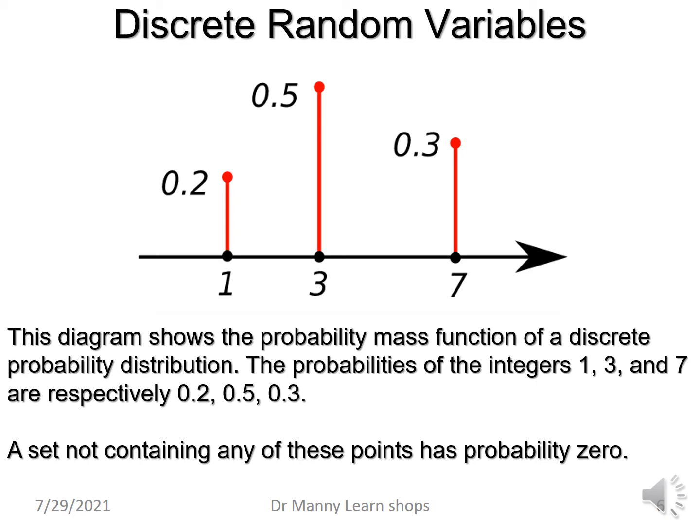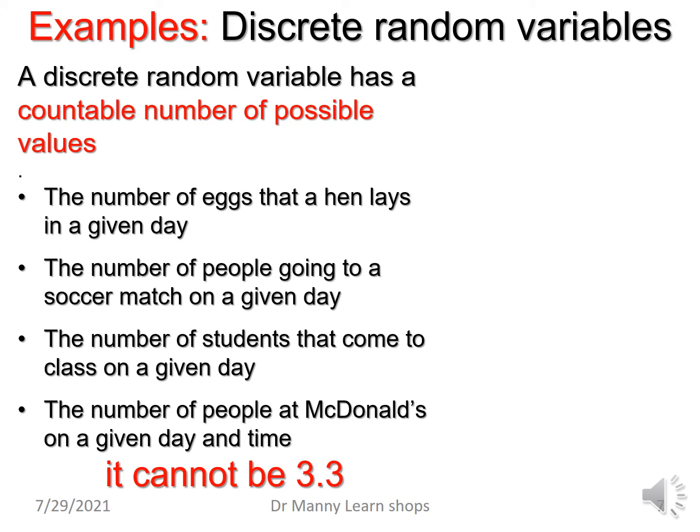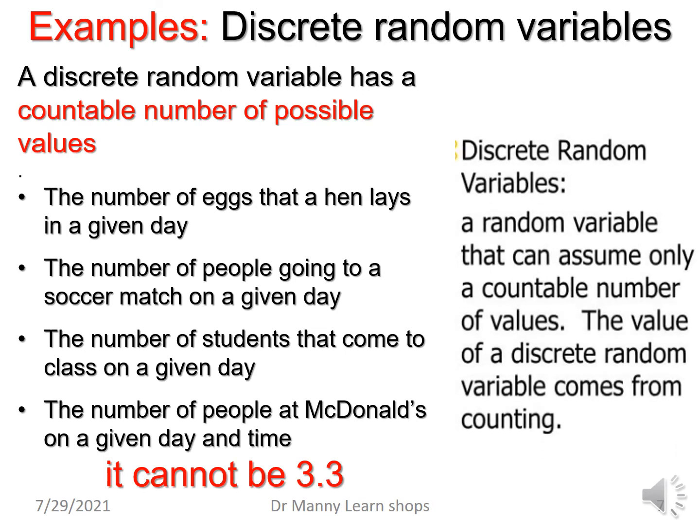Discrete random variables. Examples of discrete random variables are as follows. A discrete random variable has a countable number of possible values: the number of eggs that a hen lays in a given day, the number of people going to a soccer match on a given day, the number of students that come to class on a given day, the number of people at McDonald's on a given day and time. It cannot be 3.3 or have a decimal.